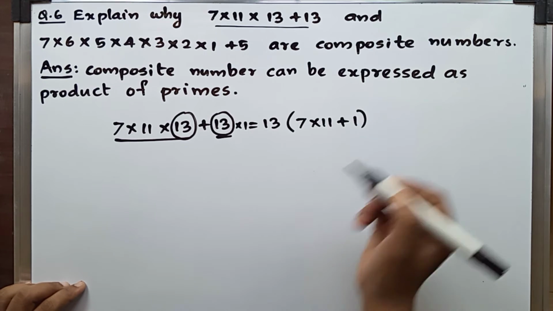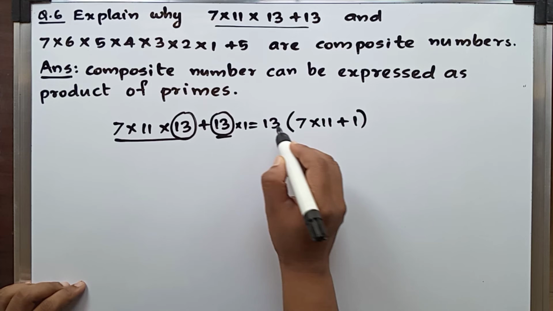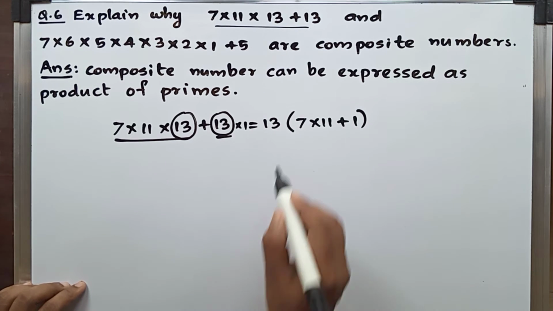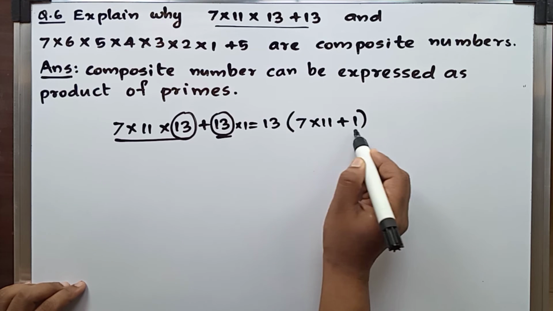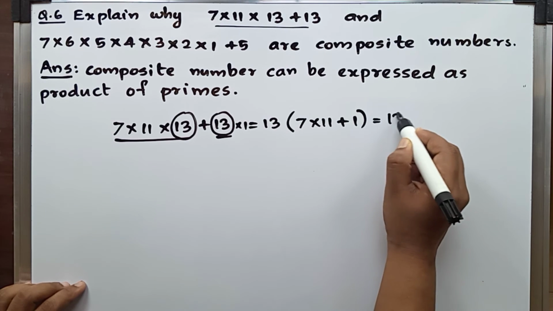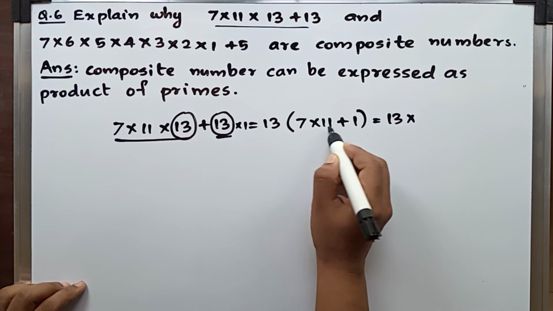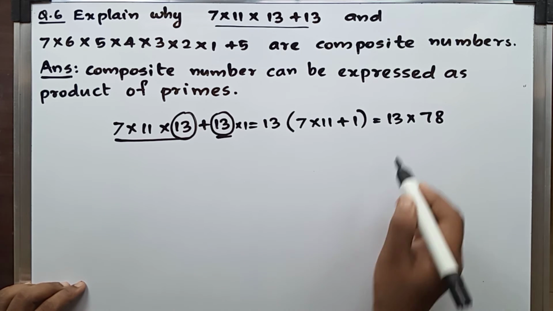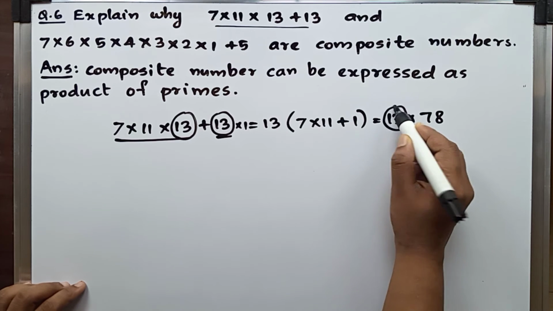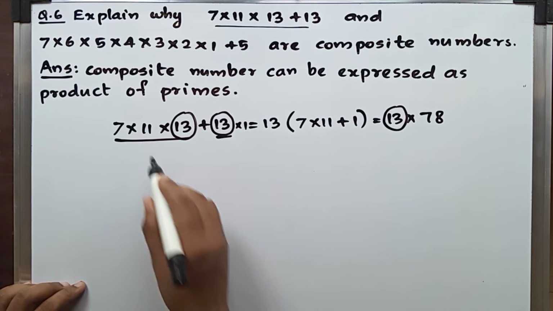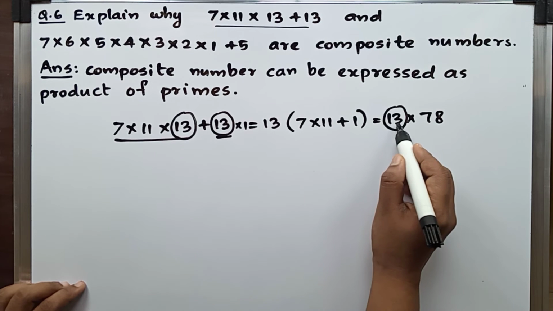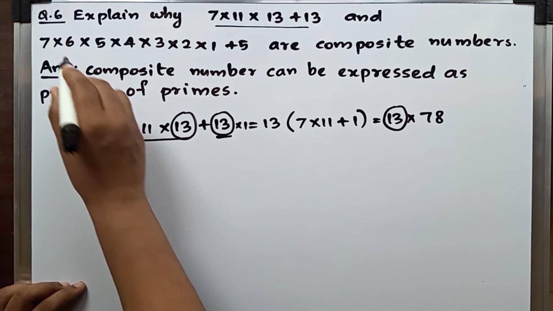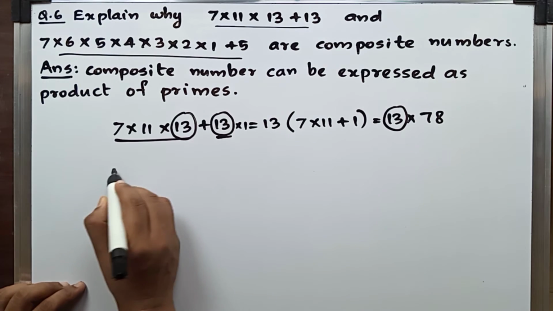So here 1 comes. See, 13 into some number is here. So 13 into, this is 77 plus 1, 78. Okay. See, this is the product of a prime number 13. This given number is a product of the prime number 13. So this is a composite number. Now let us take the next number given.